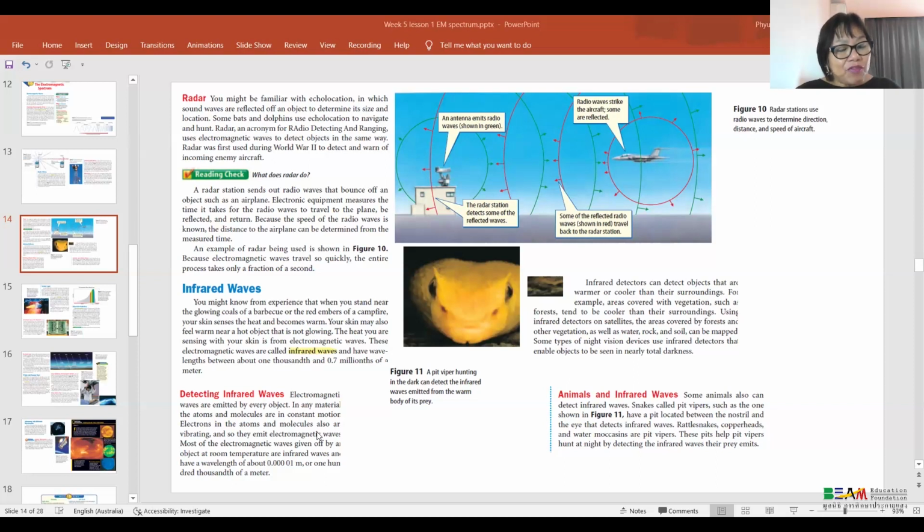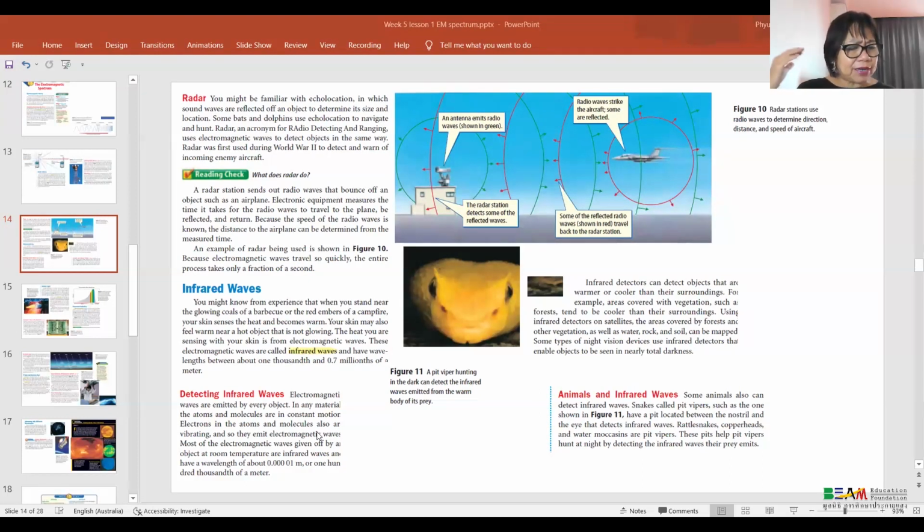But is our body temperature high enough, like the sun, to produce gamma rays from our body? Yes or no? No. Our body temperature is not high enough to vibrate the atoms and molecules in our body to produce gamma rays. No, because the sun is millions of degrees.